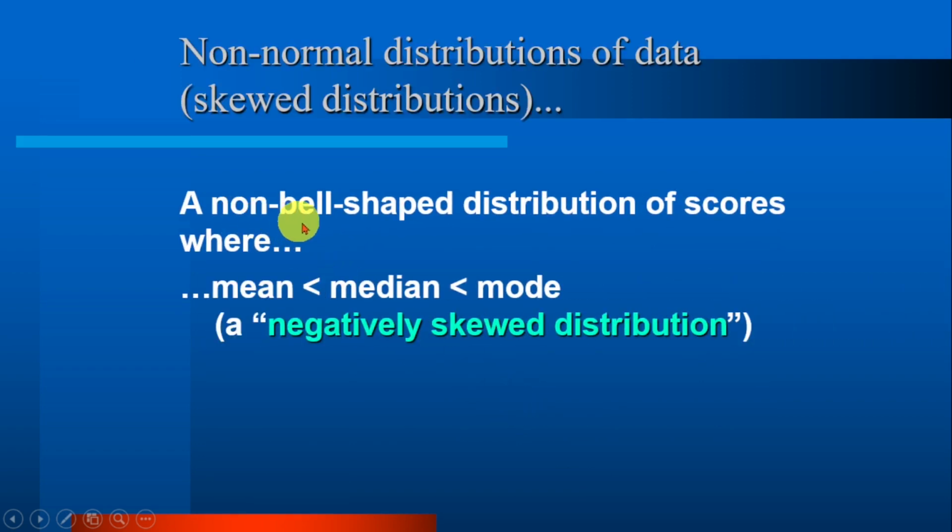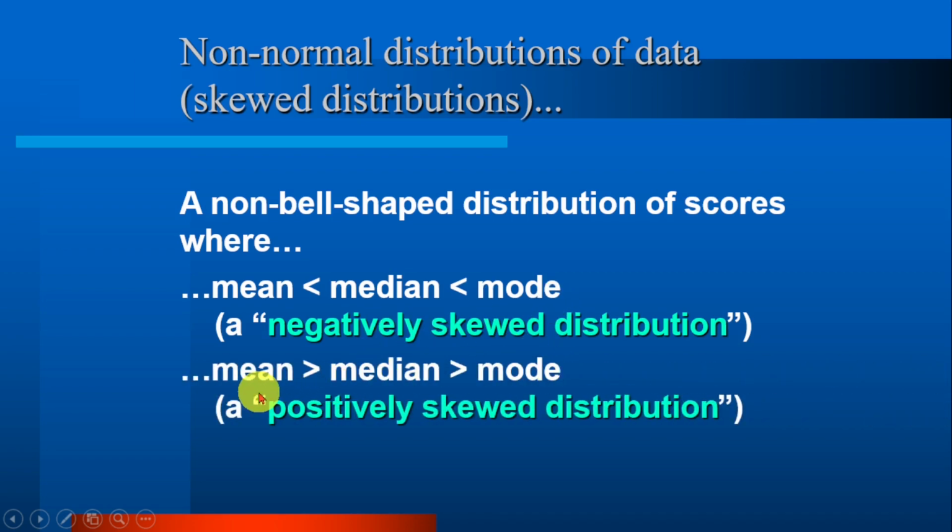Now, non-bell-shaped data distributions. Where the mean is less than the median and the median is less than the mode, it is a negatively skewed distribution. Where the mean is greater than the median and greater than the mode, it is a positively skewed distribution. So for a negatively skewed distribution, mean is less than median and median is less than mode. On the other hand, in a positively skewed distribution, mean is greater than median and median is greater than mode.